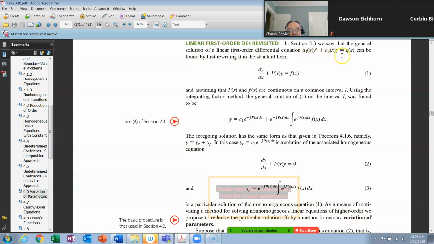So if you divide all three things here by a1 of x, then you get y prime by itself, dy dx, and this now will be a0 of x divided by a1 of x, which is just some function of x, which we rename p of x, remember? And then g of x divided by a1 of x is just some other function of x, we called f of x. And again, no real restrictions on the f or the p. Okay, here's the only restriction. Assume that p of x and f of x are continuous on that common interval I for which this differential equation is defined.